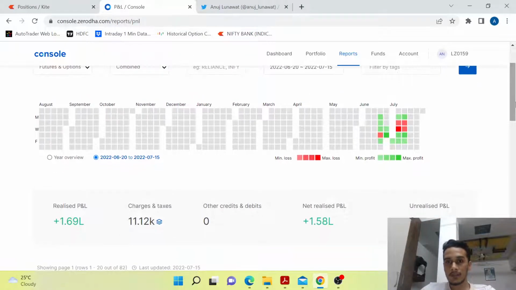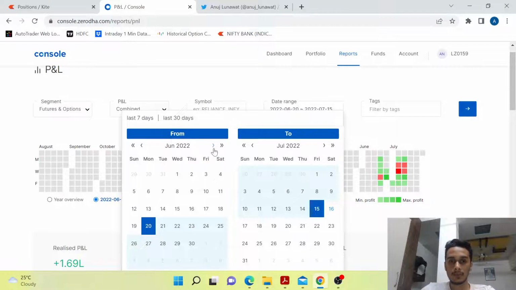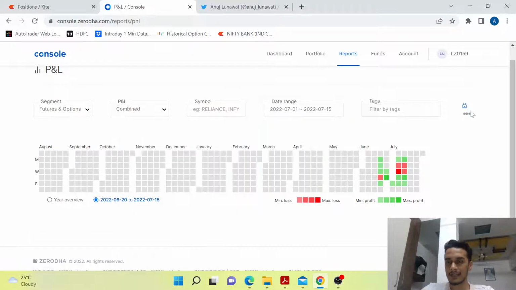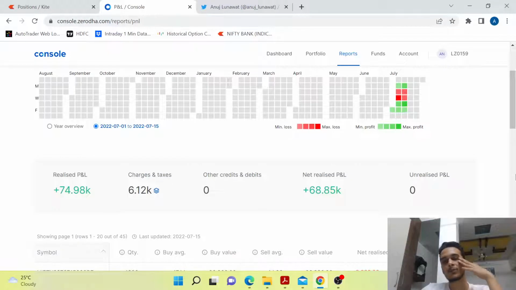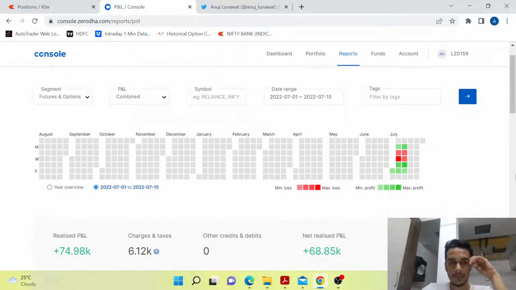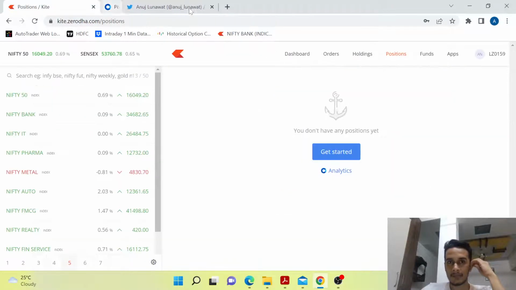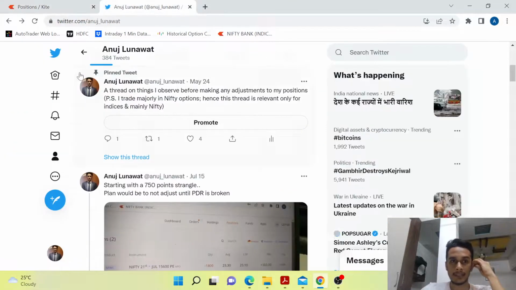So if we talk about this month, we are quite on track. 2% comes out to be 70,000. We're like 2,000 short of it, which is okay. We'll try to make it up in the next 2 weeks.